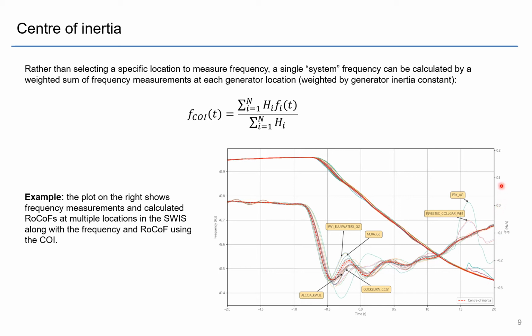The Swiss grid is probably not a particularly great example for the center of inertia frequency, because it is quite compact and meshed and doesn't tend to have too many oscillations in the frequency traces, except for some small generators that are a long way away, which are these ones here. You can see here Parkston, and this is the wind farm, Colgar.